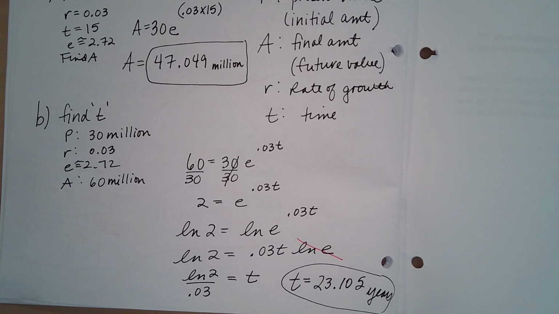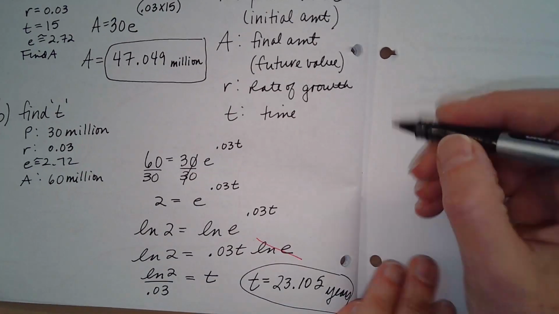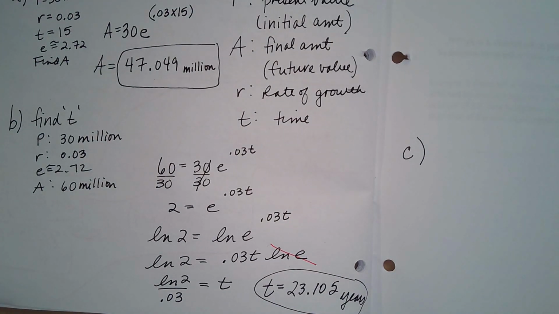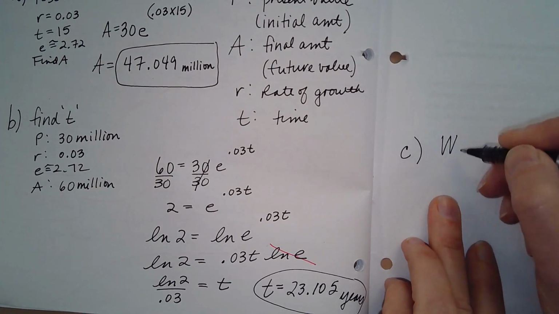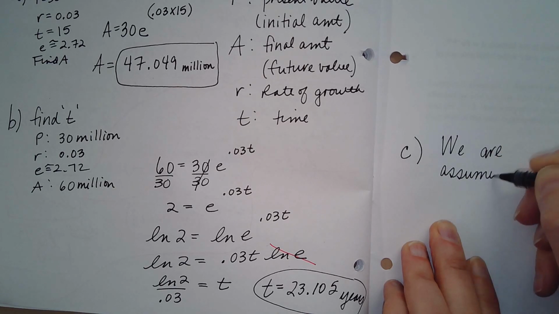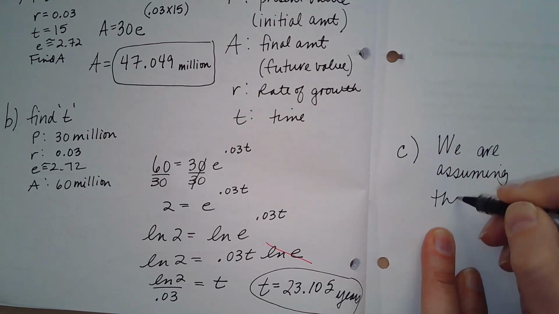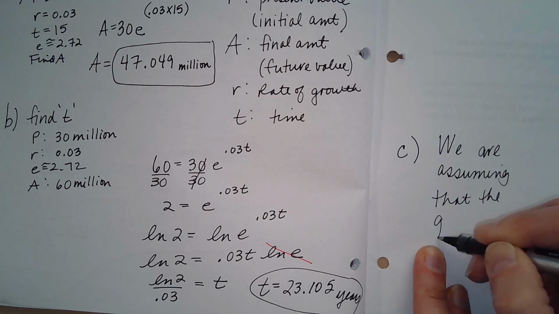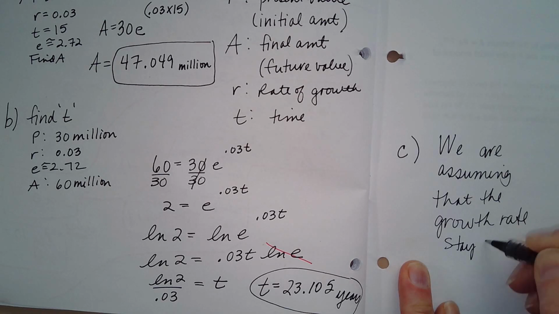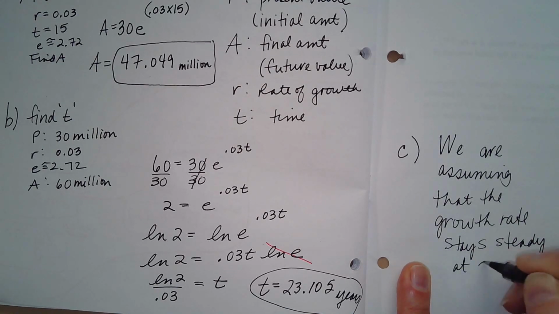All right. I guess we left the blank page next to answer the next question. Part C, this is important too. What assumption are we making? There might be more than one. Yeah, that's the big assumption, right? We are assuming that the growth rate stays steady, right? At 3%.